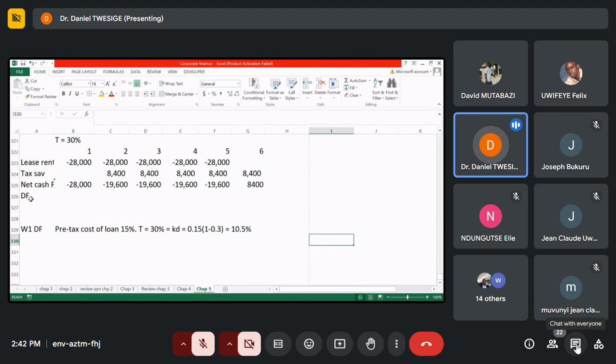So it means my discounting factor will be 10.5%. I can now put in here 1 plus 0.105 to the power minus the year, and I get that.